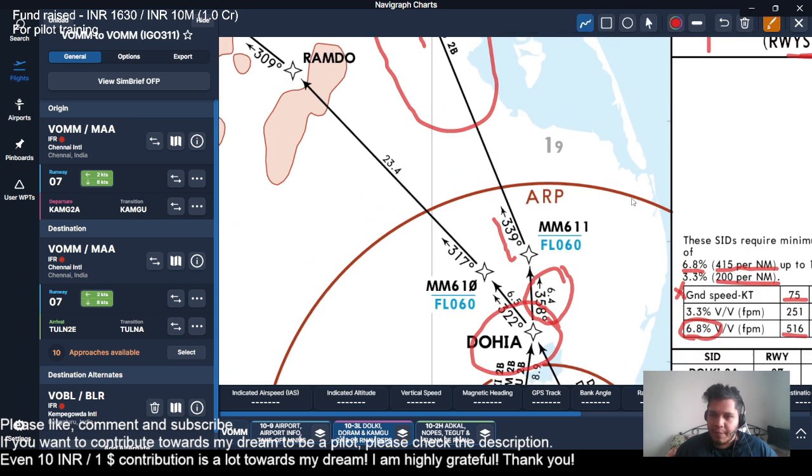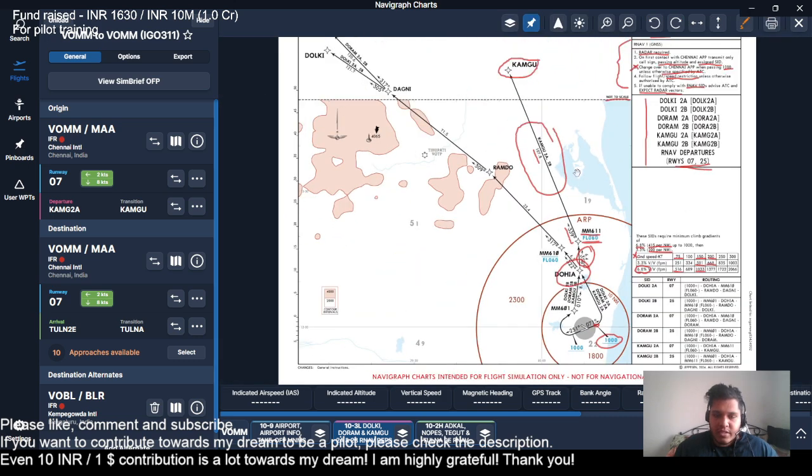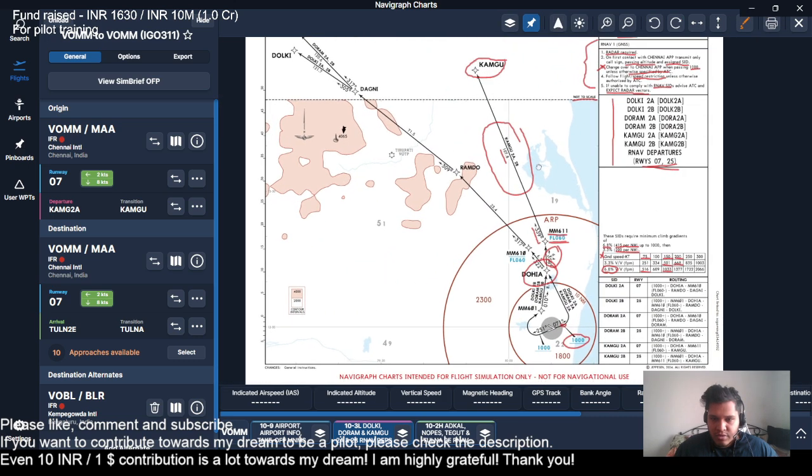Okay, so now we have a restriction at Mike 611. At Mike 611 we have to be below this line, flight level 060, and this restriction will also be in your flight computer, your FMS or your MCDU. If not, you can put the altitude restrictions. Is there any speed restriction in this? No, there is no speed restriction.